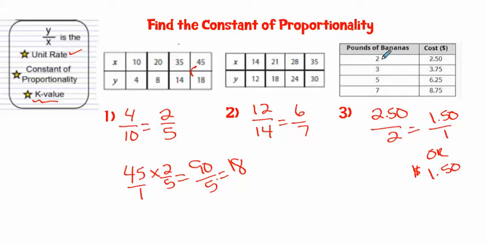Okay, over here, my bananas. So one banana costs $1.50. So if I multiply the pounds of my bananas times $1.50, I should get this answer. That's what the constant of proportionality is. All right, so let's go to the next one.